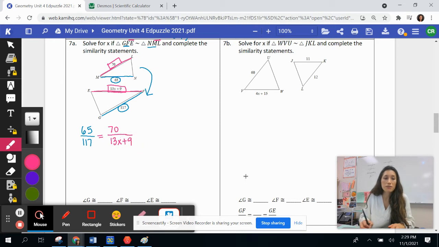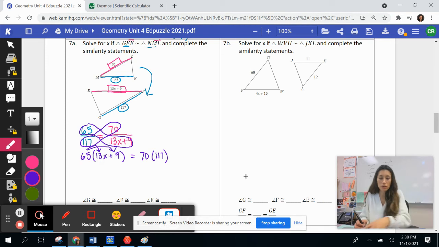So from here, now we just have to set up a cross product. So we're multiplying these two values here, cross product, multiplying these two values here, cross product. So that's going to be 65 multiplied with 13x plus 9. And then we're going to multiply 70 with the 117 in either order. So we're going to need to make sure we distribute here. 65 times 13. Instead of going back and forth in the Desmos, I'm just going to type this in here. 65 times 13 is 845x.